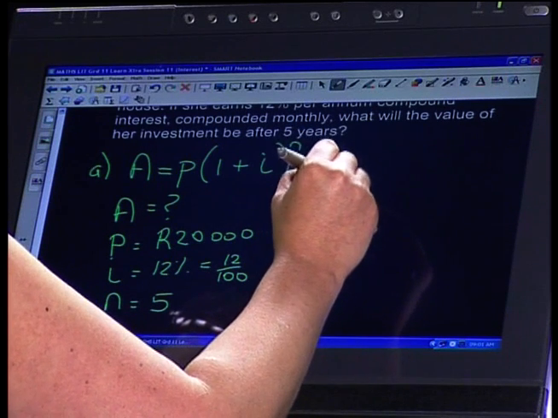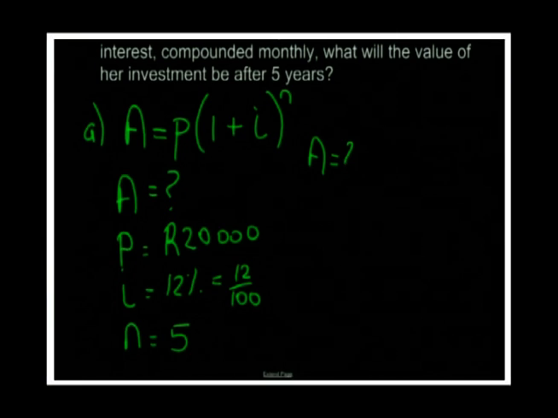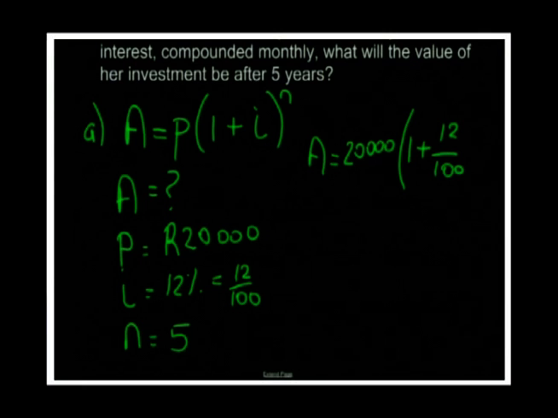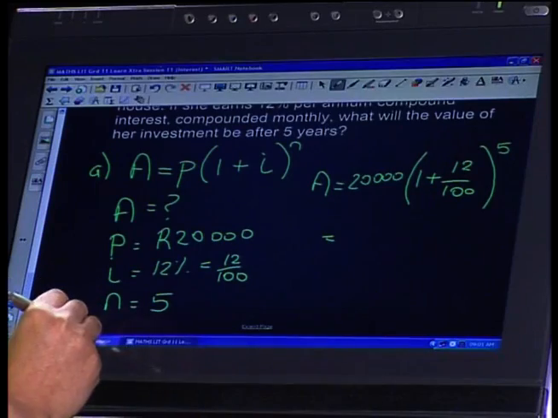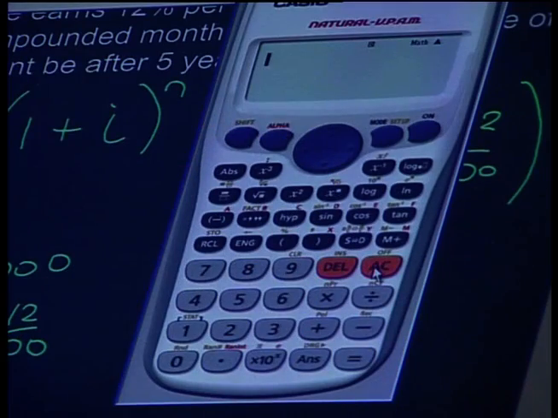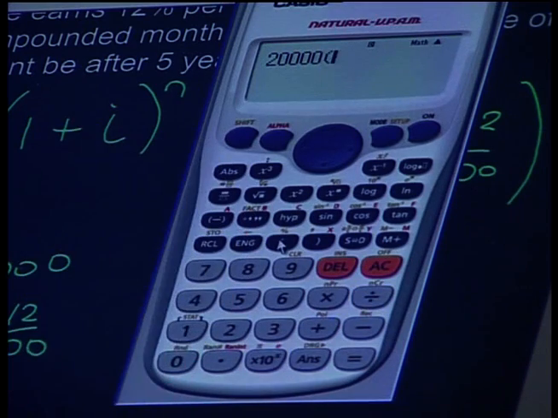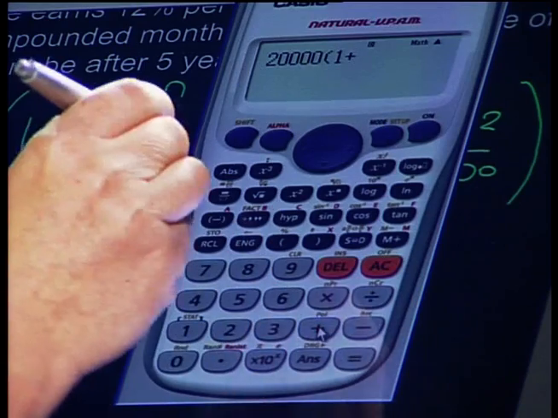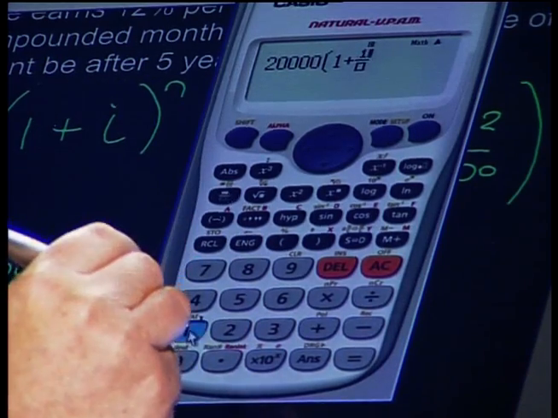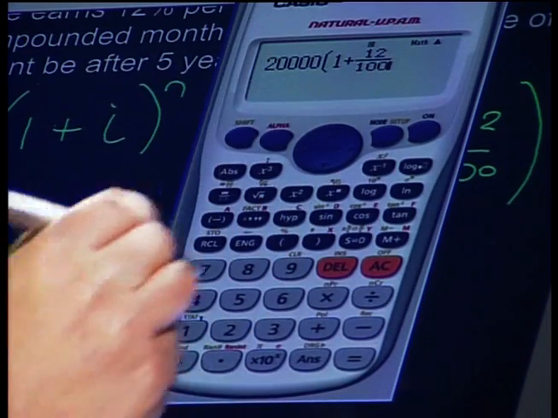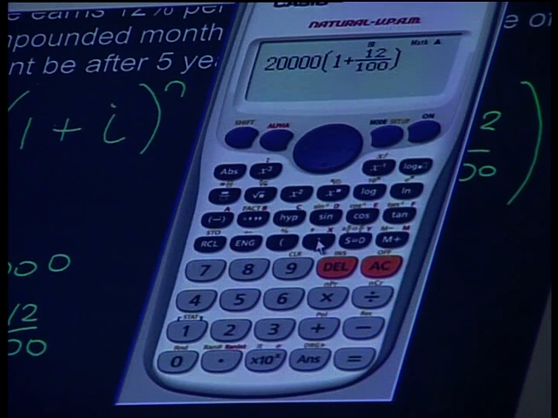So my accumulated amount is equal to my principal, 1 plus my interest rate as a fraction, to the power of 5. And now your calculator can do all the rest for you, so let's have a look at how our calculator does this. Okay, so we start off, we say 20,000, open my brackets, and then 1 plus, and I can use a fraction button. So my percentage was 12 over 100. And then don't forget to close your brackets.